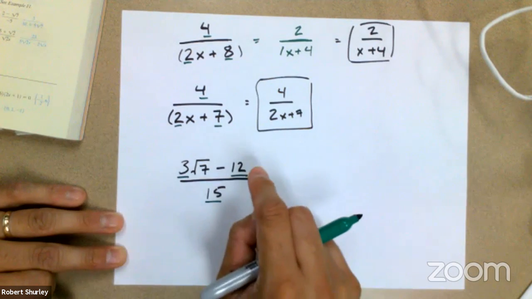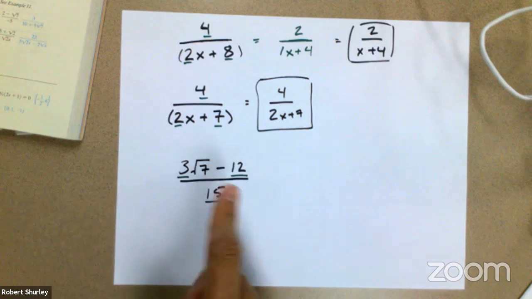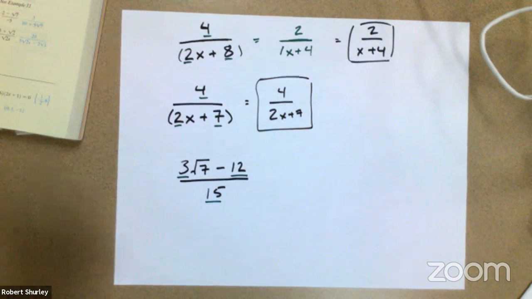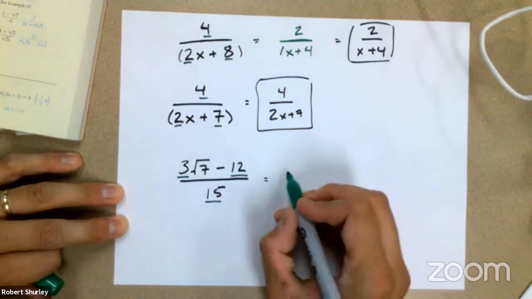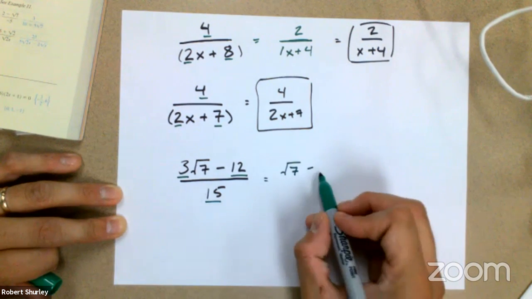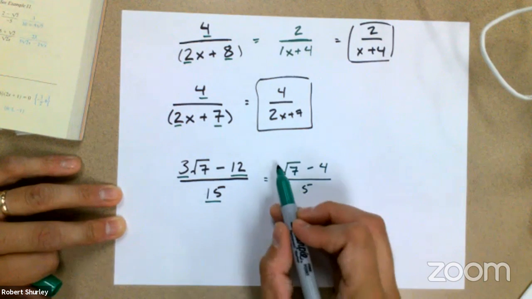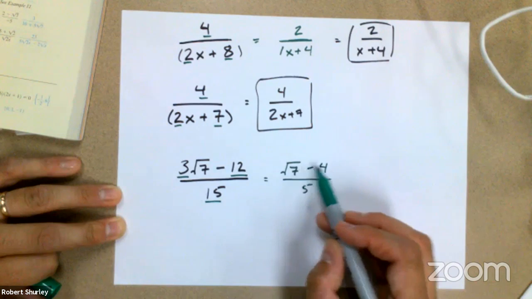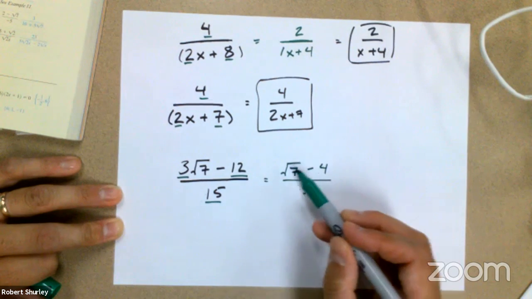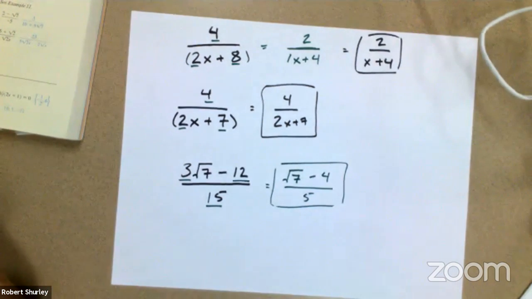So 3, 12, 15. Oh, yeah, they're all divisible by 3. We can divide all 3 of these by 3. So 3 divided by 3 is 1. It goes away, really it's there, it's just a 1. Minus 12 divided by 3, which is 4, over 15 divided by 3, which is just 5. Now notice, if I look at all 3 of these parts, there's nothing that divides evenly into all 3 parts. So we're done. Nothing divides evenly into all 3 of those parts.